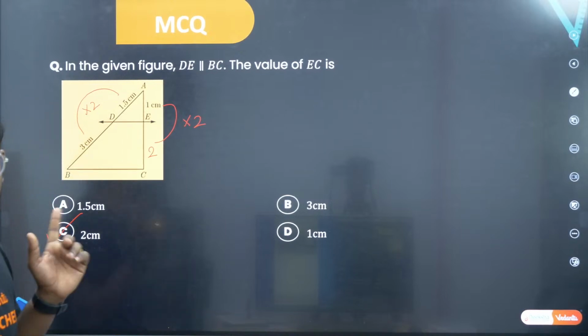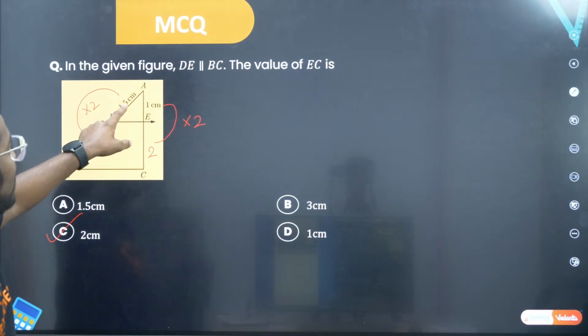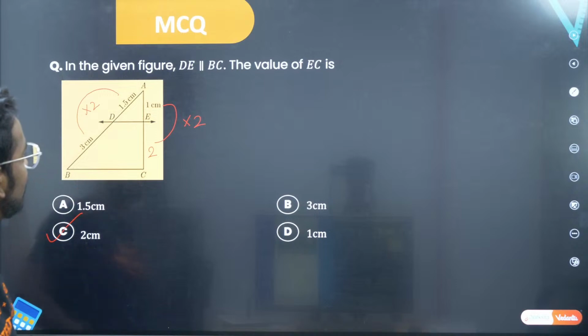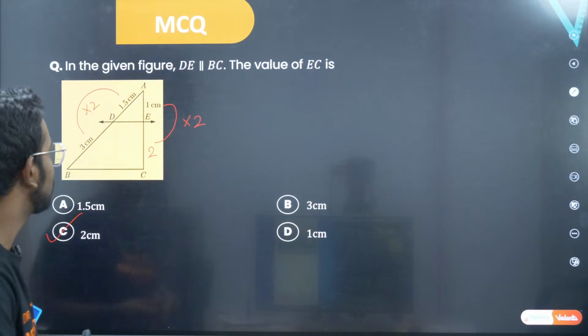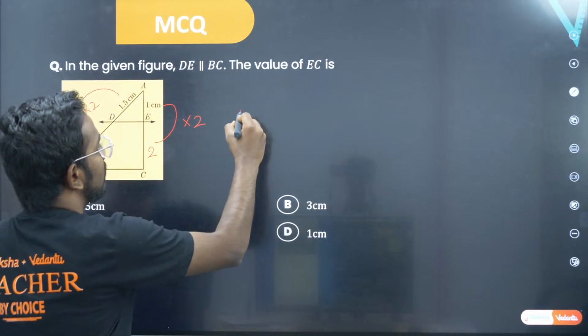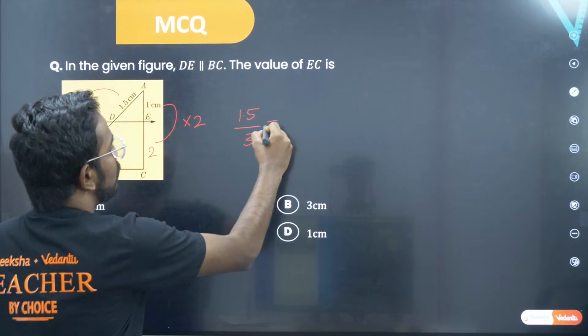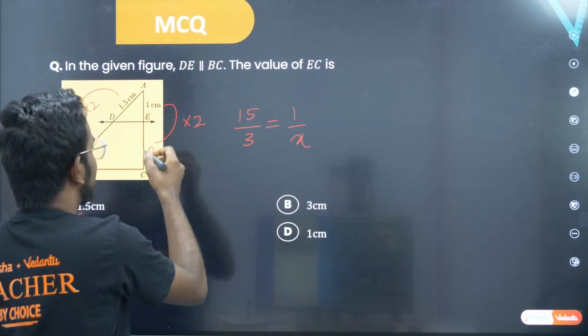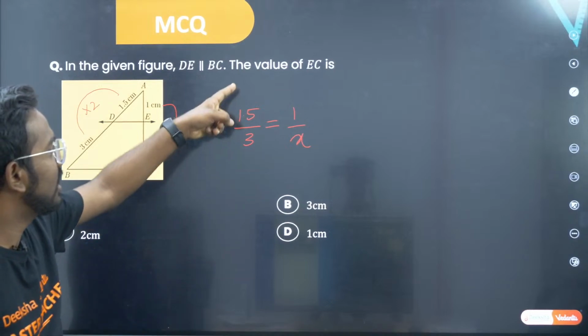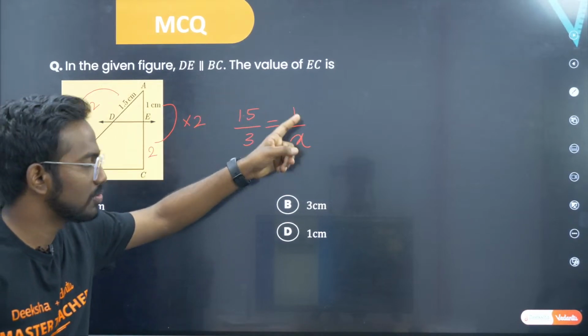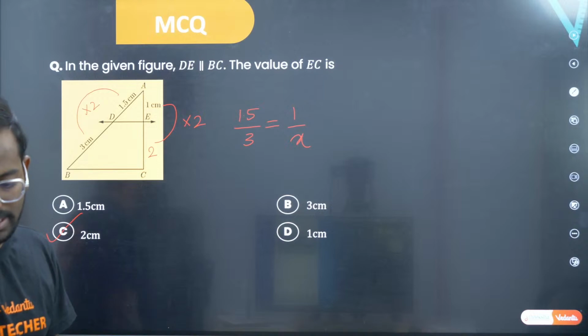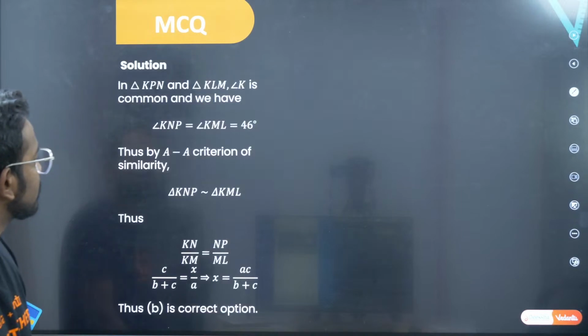So sometimes you can just observe the proportionality. So 1.5 divided by 3 should be equal to 1 by 2, right? So 1.5 by 3 should be equal to 1 by x. So x is what we are supposed to find. Find this ratio, that is 2 times. So therefore your x should be 2. Hope this is clear. Yes. Let's take up the next question.